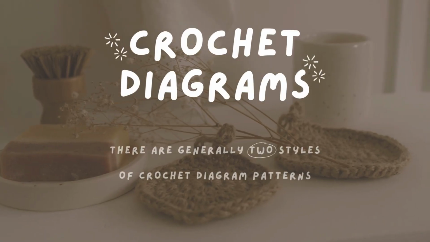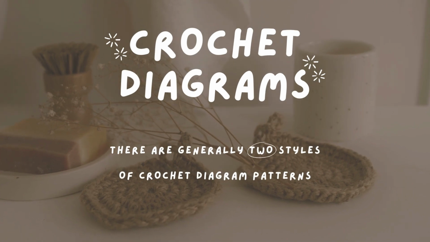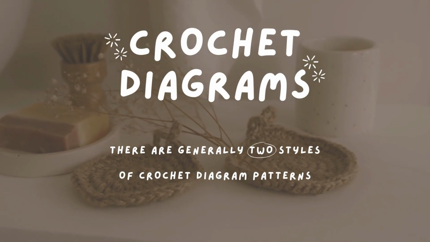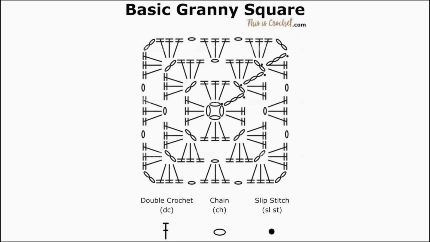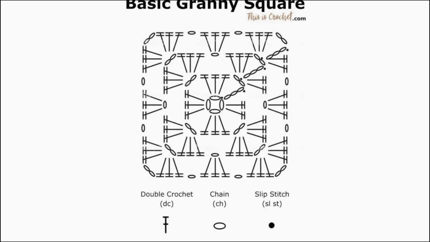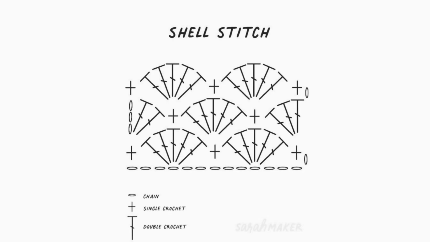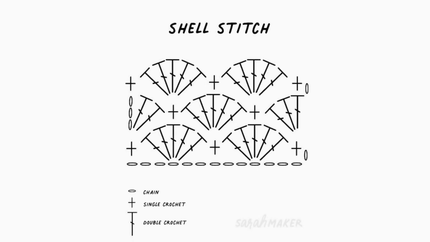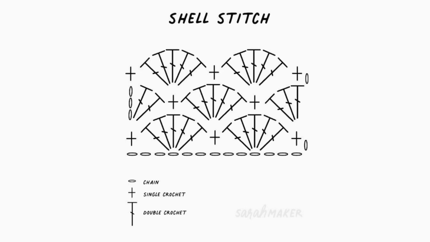So there are generally two styles of crochet diagram patterns. They're the ones that look like this, where the crochet stitch starts out from the center and spirals outward like this. Or they're the crochet diagrams that are made up into rows. So it's going horizontally, left to right, right to left.